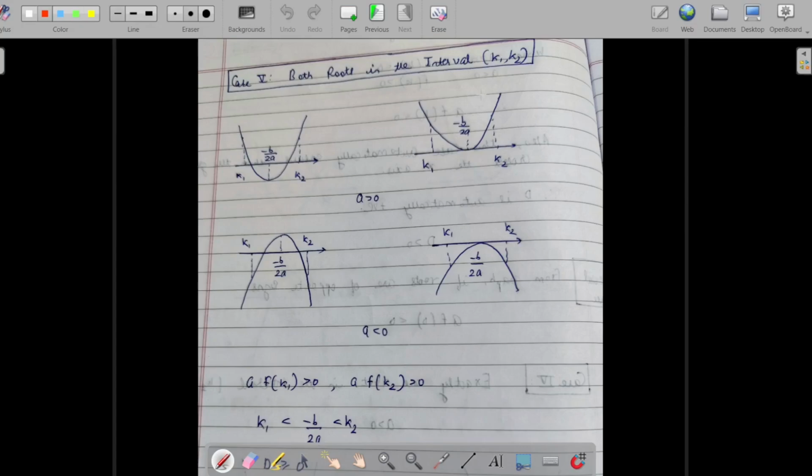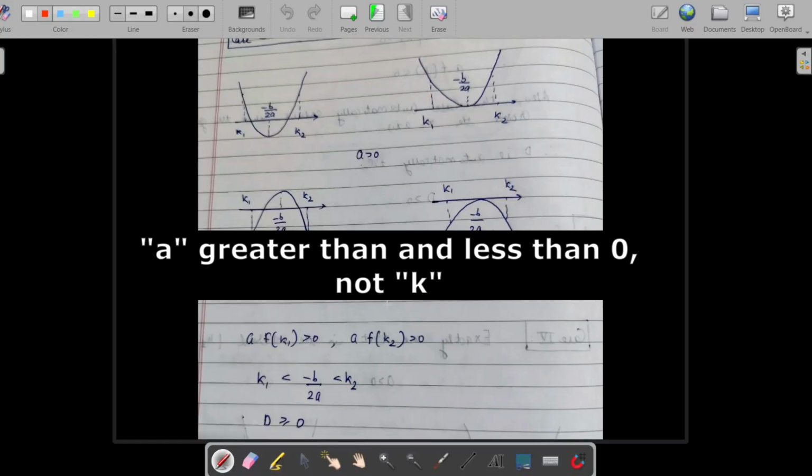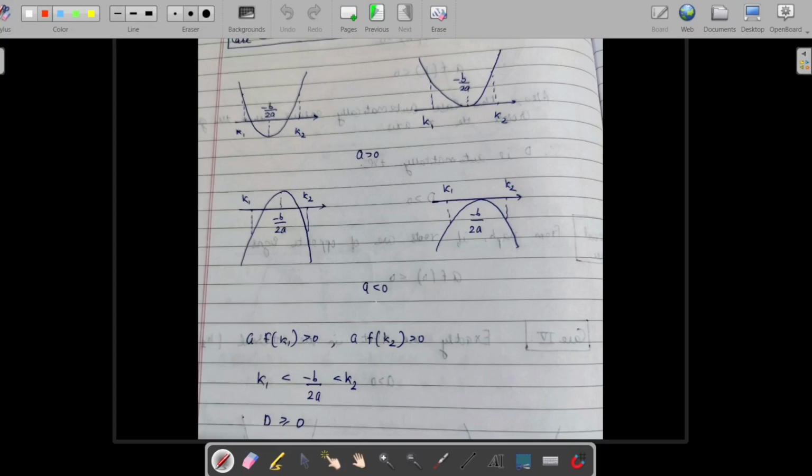Both roots have to lie in the interval k1 and k2. If a is greater than 0, the graph will have two possibilities. If a is less than 0, the graph will have two possibilities. And in either case, when you multiply a by f of k, this is all positive. So this makes sense: a into f of k1 is greater than 0, a into f of k2 is greater than 0. But when a is less than 0, f of k1 and f of k2, in both the cases, are less than 0. So a into f of k1, because this is negative, this is also negative, this will be positive. This is negative, these are also negative, so this will be positive.